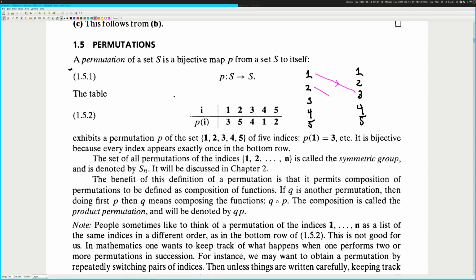2 goes to 5. Is there a way for me to force a straight line? I'm sure there is, but it's not worth it. 2 goes to 5. 3 goes to 4. 4 goes to 1. And 5 must go to 2.